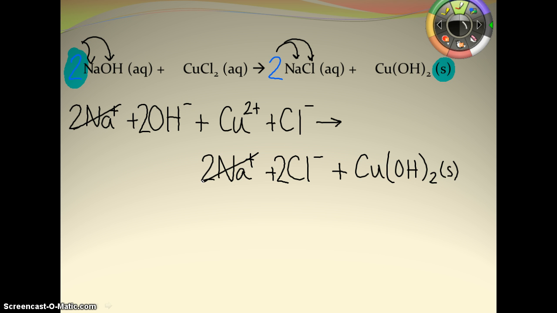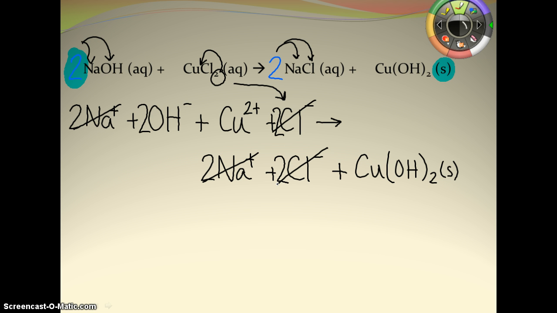2 hydroxides for a reactant. We do not have 2 hydroxides for the product, so we're going to leave that alone. Copper(II) for a reactant. We do not have copper(II) for a product, so we're going to leave that alone. Chlorine. Oops, I forgot to put the 2 in front of the chlorine there. Sorry about that. If you have a subscript, that's going to get redistributed as a coefficient when you write it in the ionic equation. So we have our 2 chlorides that are going to cancel out, and that takes care of everything.